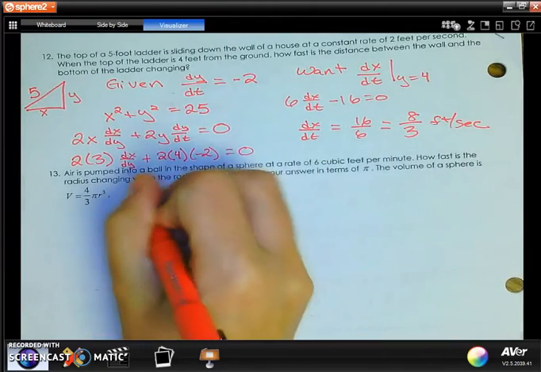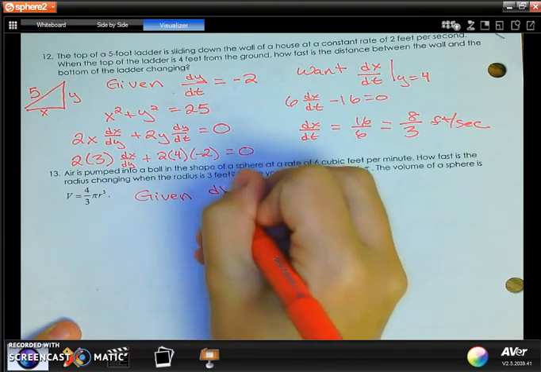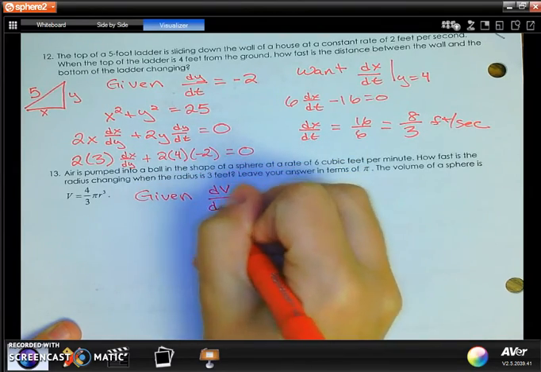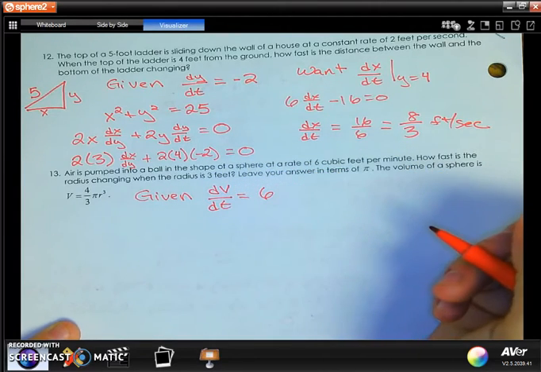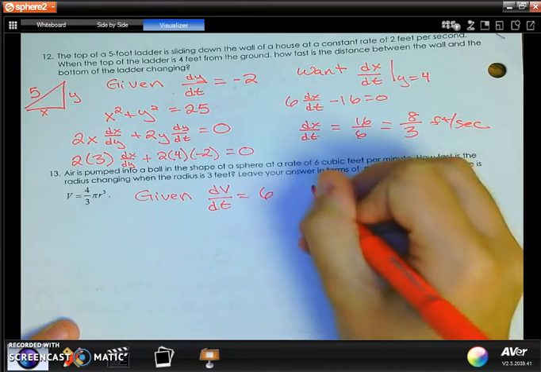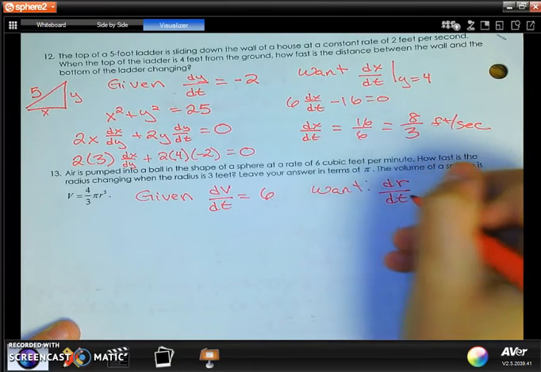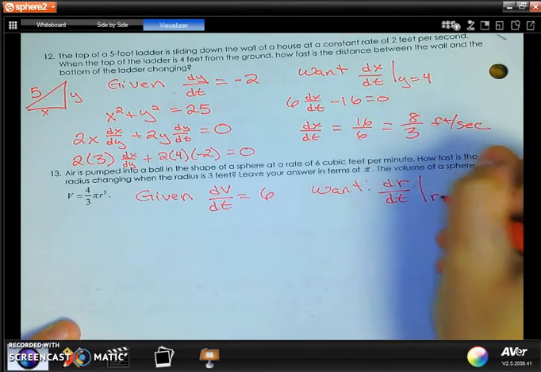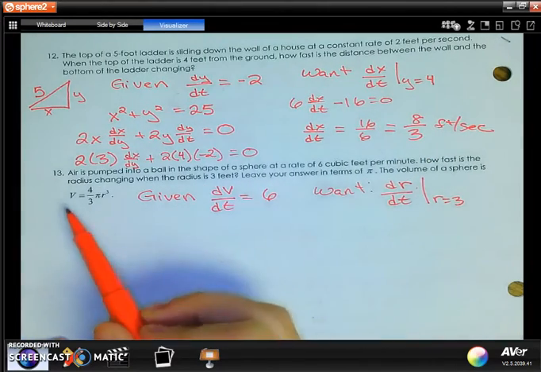So again, I always write down what I'm given. Okay, so I'm given the change in volume over time, and it's increasing, so that's going to be 6 cubic feet per minute. And I'm trying to find the change in radius over time, and they want it when r equals 3. So I have to have that volume formula.